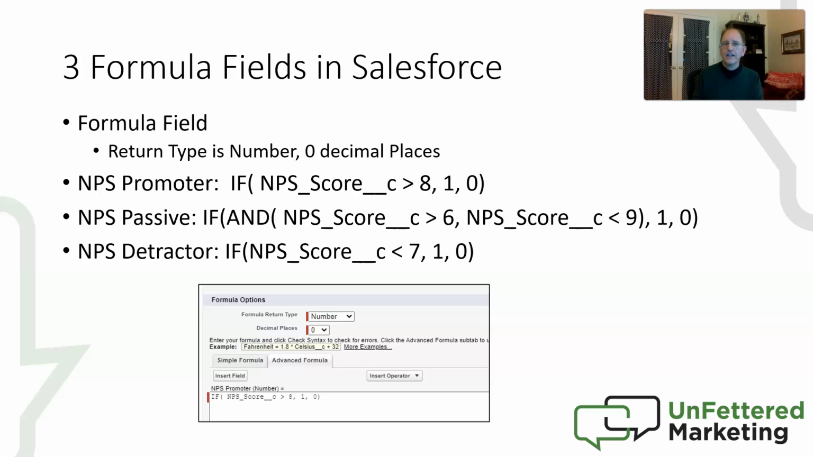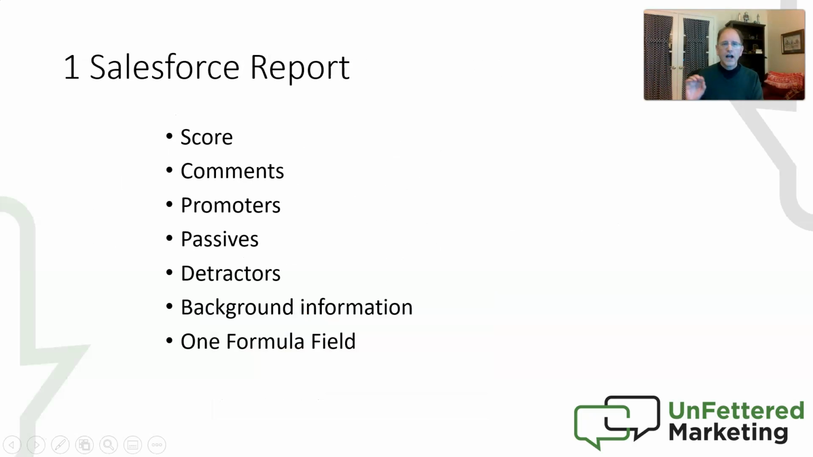So these are the 3 that your admin is probably going to need some instructions for. Give them a text file and let them do this. But it's very simple. All you need to do is a formula field, return type is number, no decimal places, and these are the 3 formulas to use. So onto the Salesforce report. We're going to construct the Salesforce report with a number of elements. We need the NPS score, we need the comments, we need those 3 custom fields, any background information that you want, and 1 formula field, and I'm going to show you how to do that now.